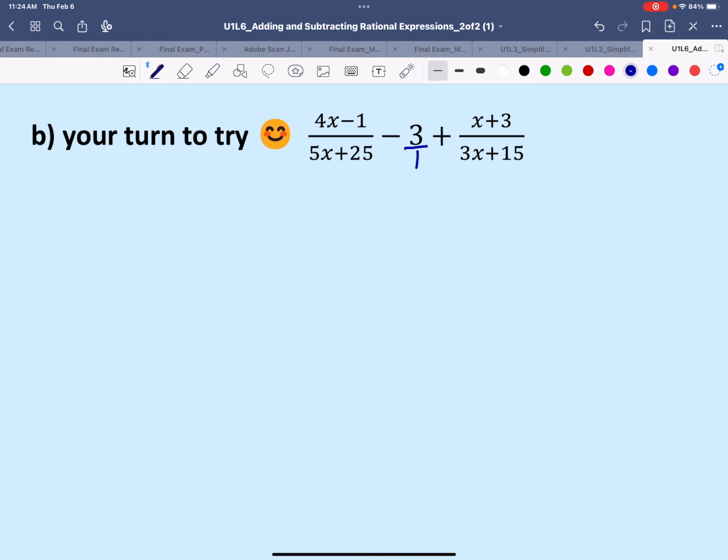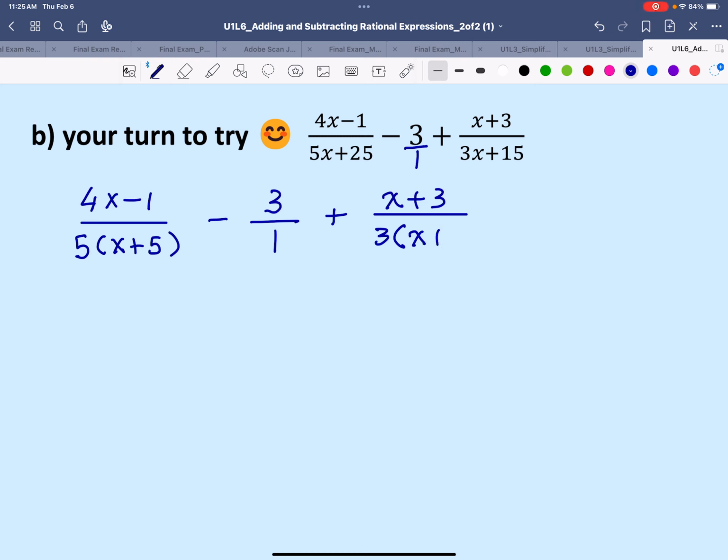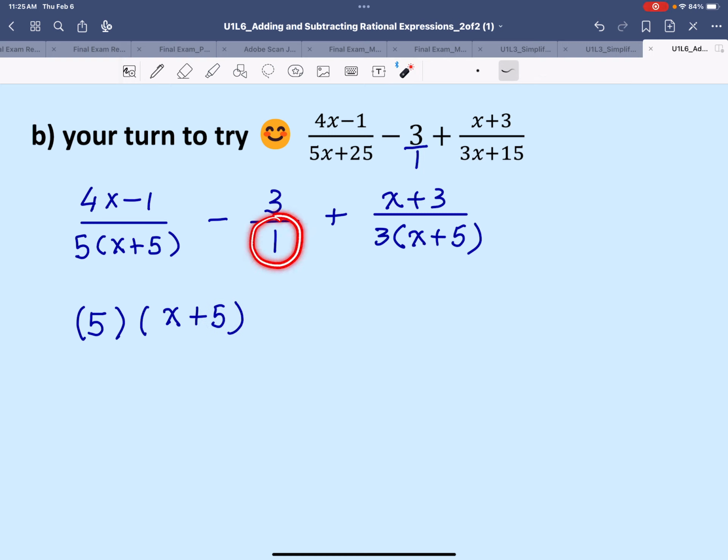So let's get started with finding the lowest common denominator, and for this we need to factor all the denominators. So let's see. So we have 5 times x plus 5, and then minus 3 divided by 1, plus x plus 3 divided by 3 times x plus 5. I think I'm ready to state or to find my lowest common denominator. So I will start with the factors of the first denominator, which are 5 and x plus 5. The next one has only denominator 1. The next one has 3 and x plus 5.